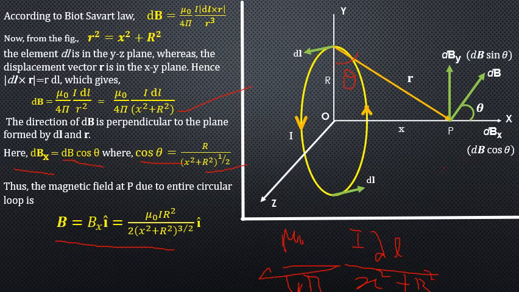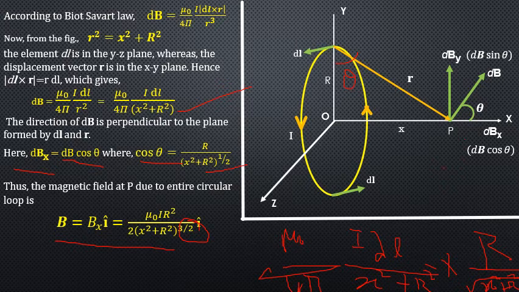And we multiply it by cos theta, in which it is r upon under root x square plus r square, that is power 1 by 2. So power 1 and power 1 by 2 combine to give the power 3 by 2. So what we have here is mu naught I r square and 2 x square plus r square raised to the power 3 by 2.